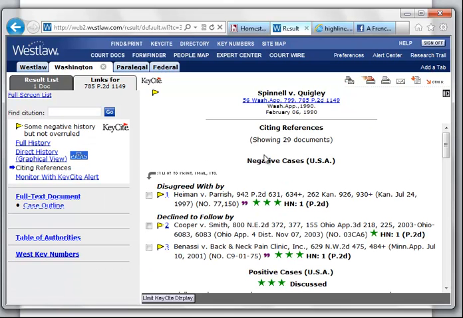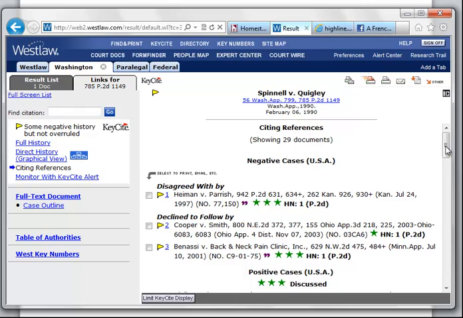That's going to show us 29 cases that have cited Spinell, and it starts with the negative cases in the United States. Do you see any Washington case in here? I don't. I see a Kansas, Ohio, I see a Minneapolis. So the negative cases talking about this case are not Washington cases, so that's good. What that really means is it appears to be still good law in Washington.